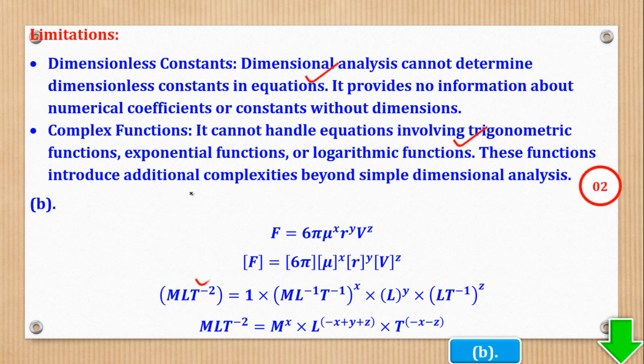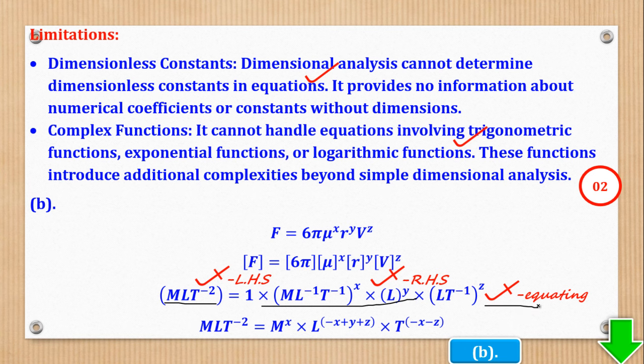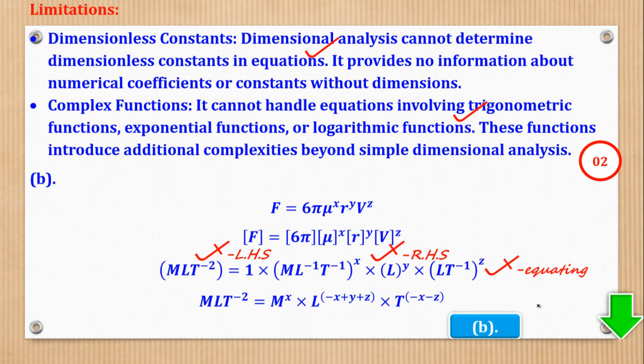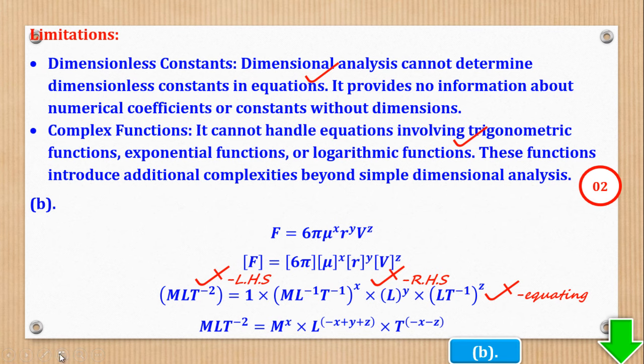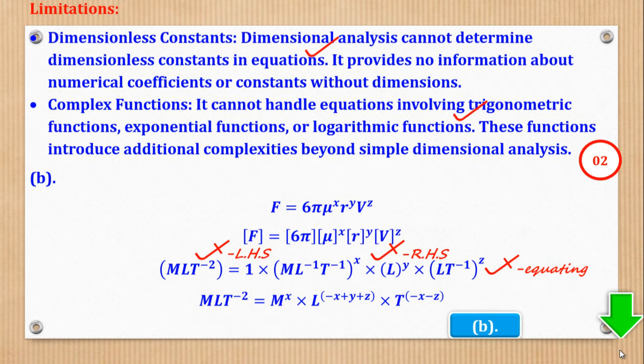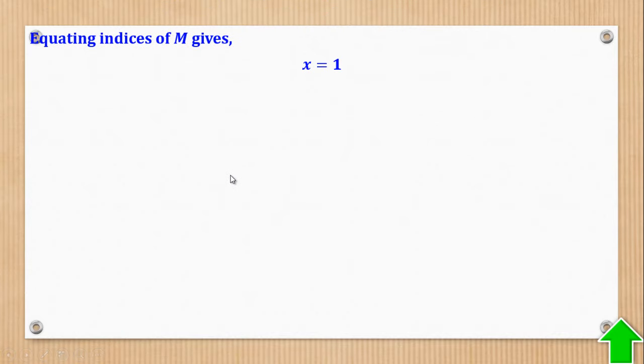So let's just see the marks for this slide before we go to the next slide. So this is dimensions for left hand side, dimensions for right hand side, and equating the two. So now I'll start equating indices of M, L, and T. Let's start with the ones of M. Here M is power 1, here M is power x, meaning x is equal to 1. So I'll come here and say that x is equal to 1.